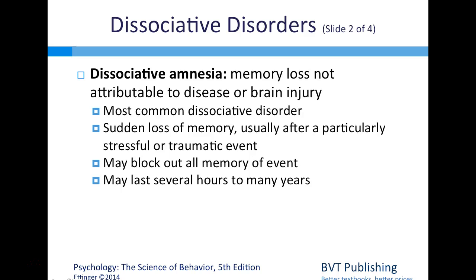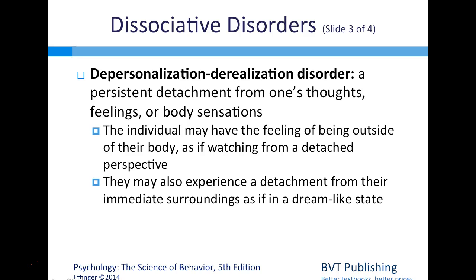First, we're talking about dissociative amnesia. This is memory loss not attributable to disease or brain injury, and it's the most common dissociative disorder. This is sudden loss of memory, usually after a particularly stressful or traumatic event. It may happen that the person blocks out all memory of the event, and this may last several hours to many years. Typically, the symptoms of this disappear as suddenly as they appeared, and they rarely recur.